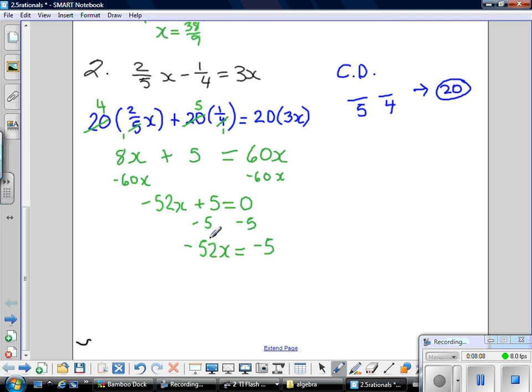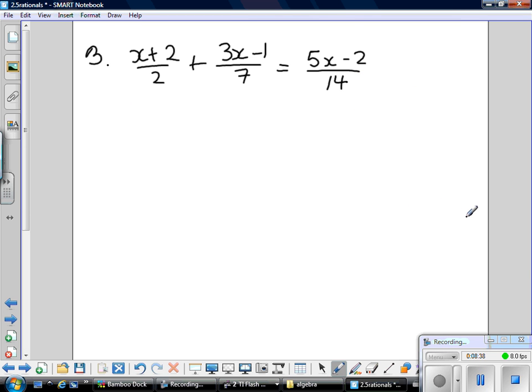Almost done. Now I need to get rid of the negative 52, so I'm going to divide both sides by negative 52. And what I end up with is x equals, 2 negatives make a positive, and 5 does not go into 52, so my final answer is 5/52. So let's do one more question together.